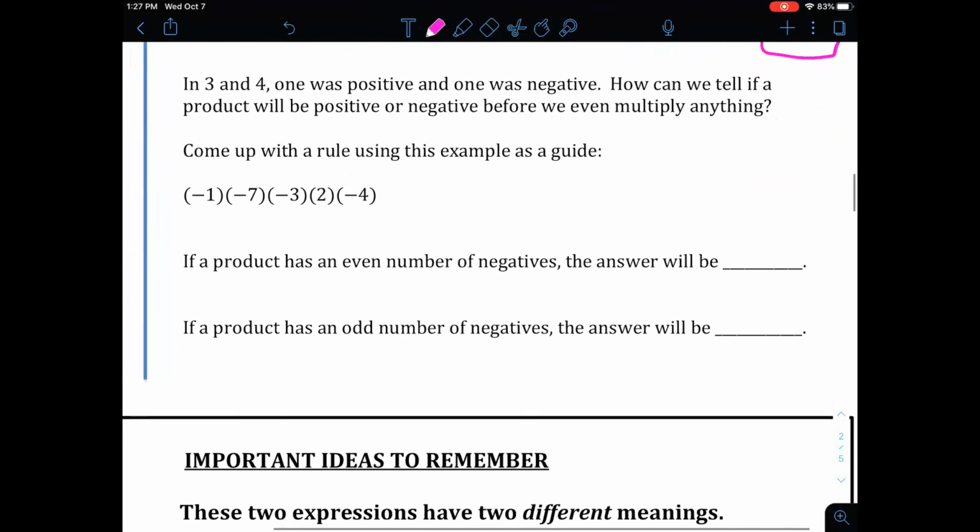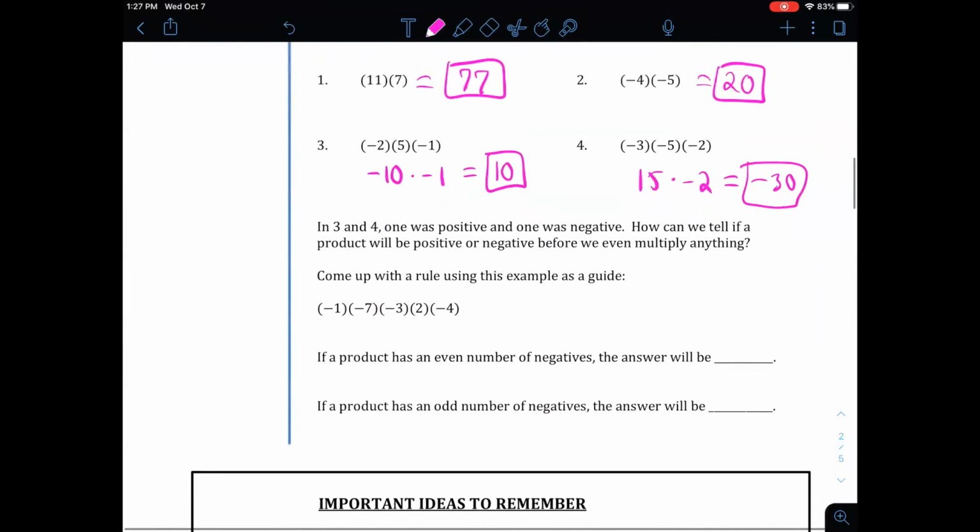Cool. Now, it says in number 3 and 4, one was positive, one was negative. 3 was positive, 4 was negative. And it says, how can we tell if a product, when you multiply things together, will be positive or negative before we even multiply anything? So it says, come up with a rule using this example as a guide. We have -1 times -7 times -3 times 2 times -4. What I want to know is if you think this will be a positive result or a negative result when you multiply that all together.